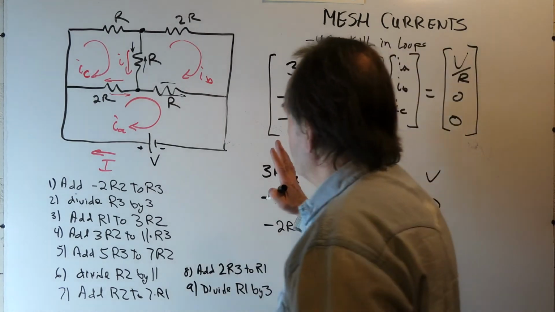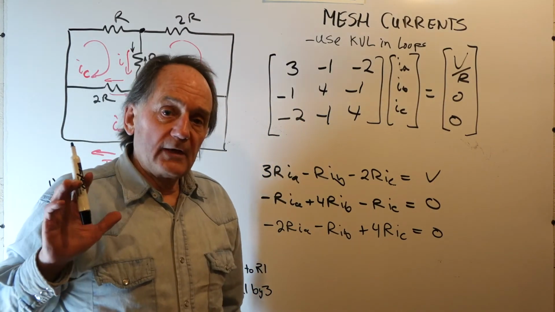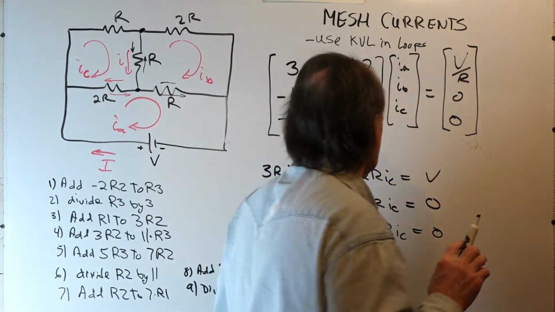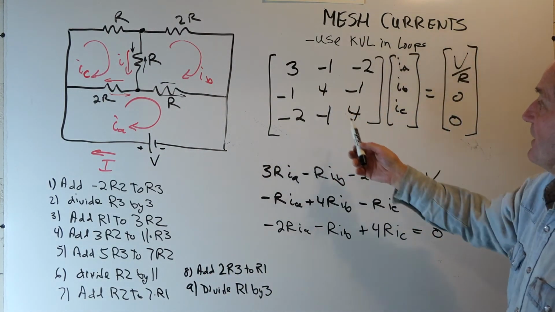Now when you follow this procedure, something becomes very evident. When you only have independent sources, no dependent sources in the network, your matrix, your impedance matrix, ends up being symmetric.